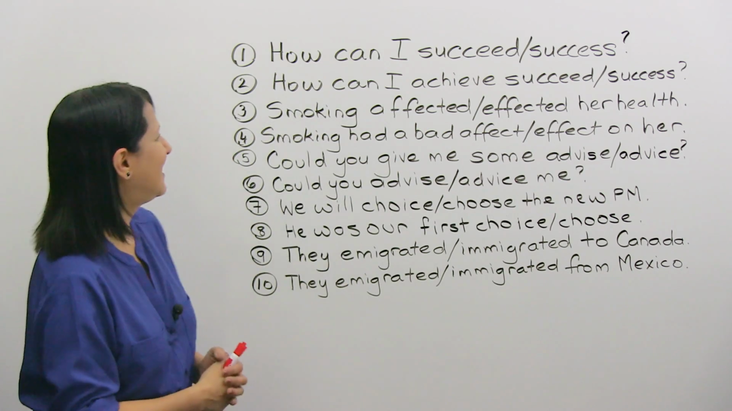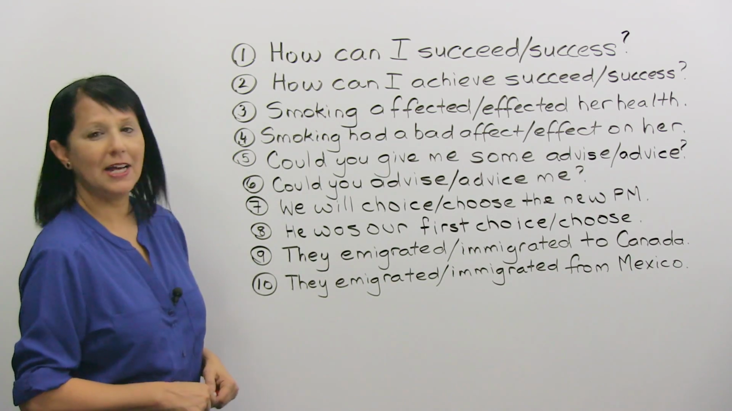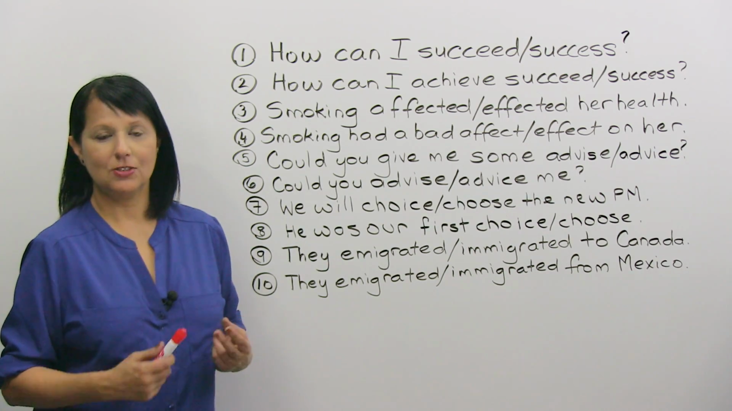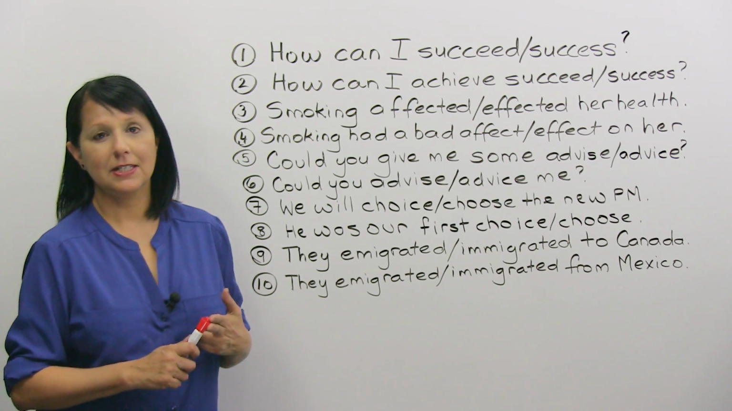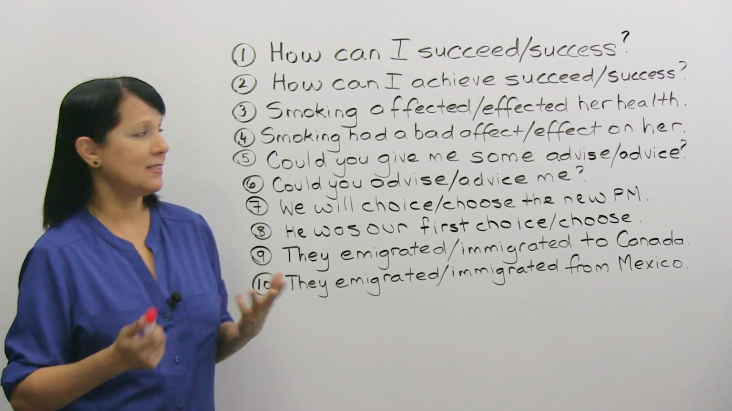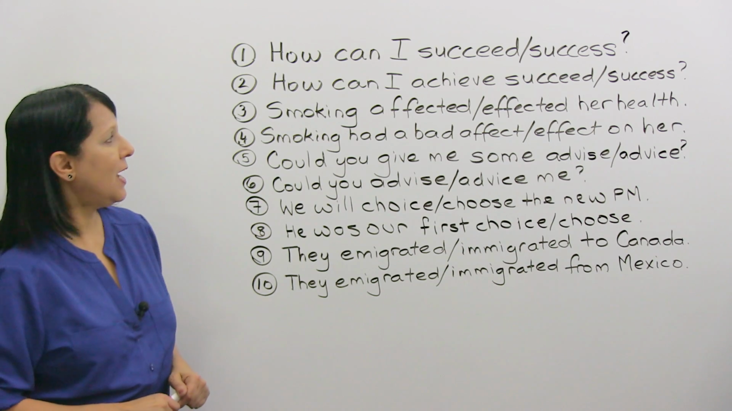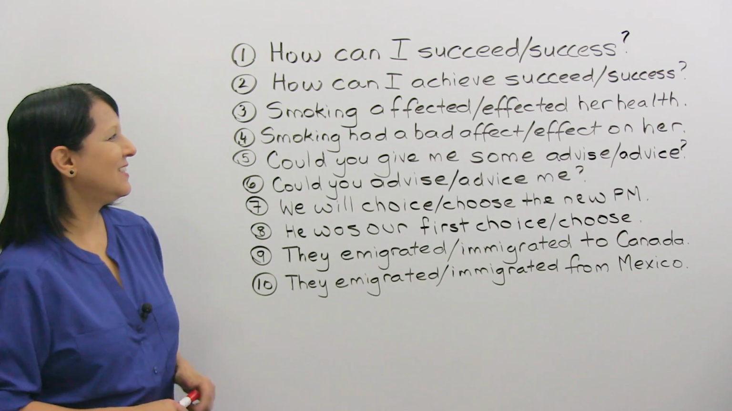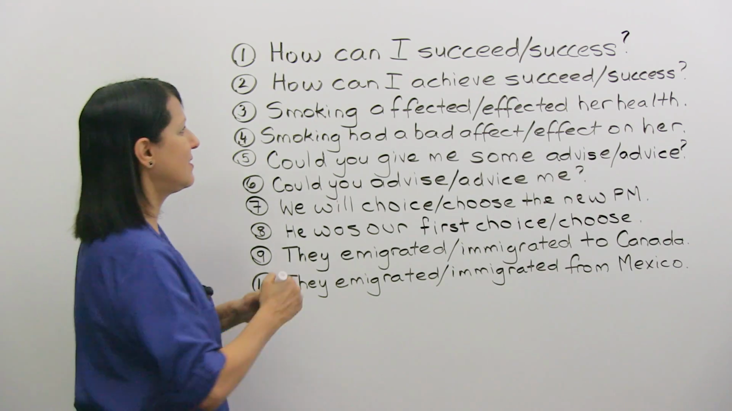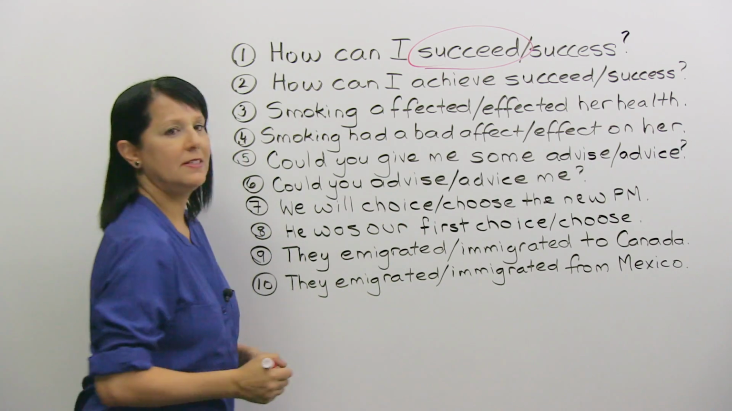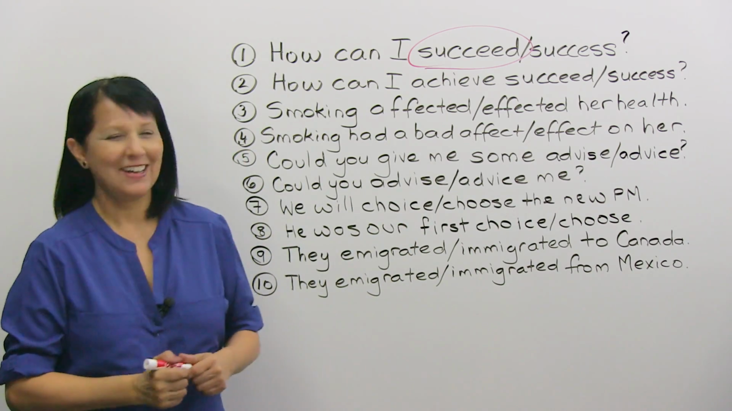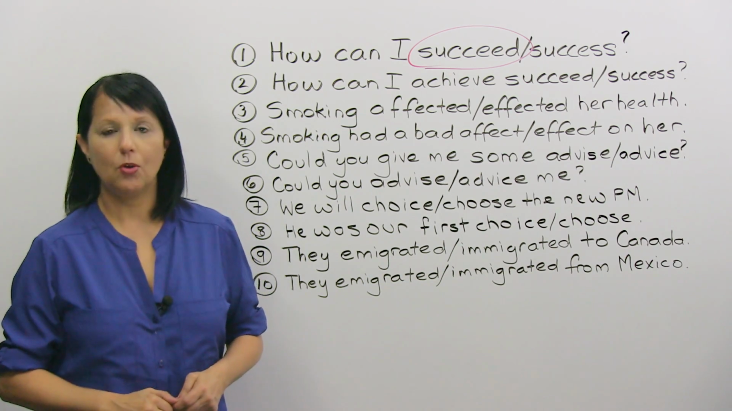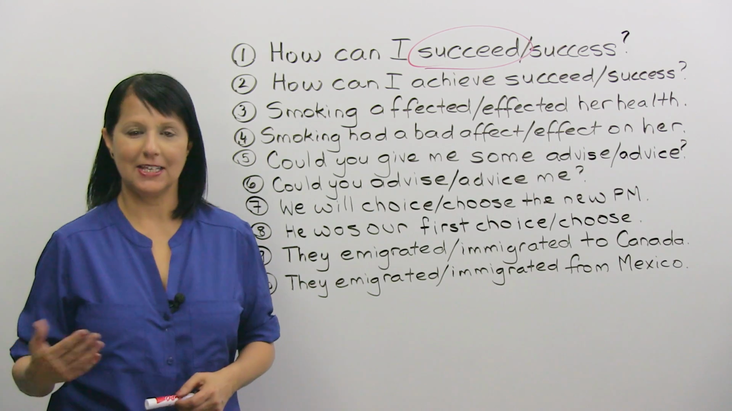Let's get started. The first one, how can I succeed or how can I success? So obviously the pair we're talking about here is succeed and success. So what is correct in number one? How can I succeed or how can I success? The answer is succeed. Okay? All right. Number two, how can I achieve succeed or how can I achieve success?